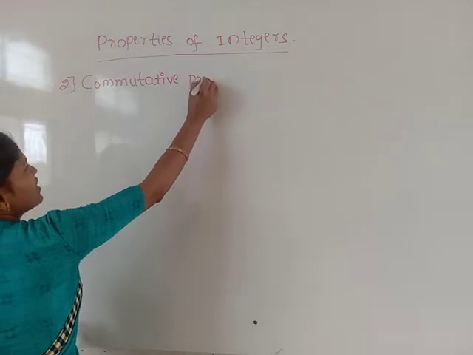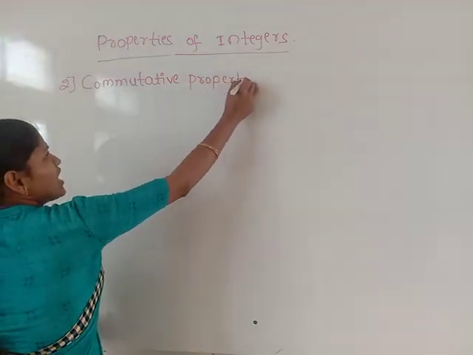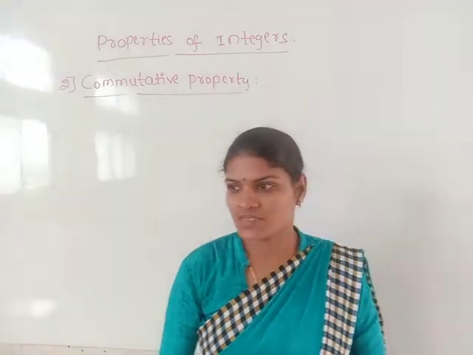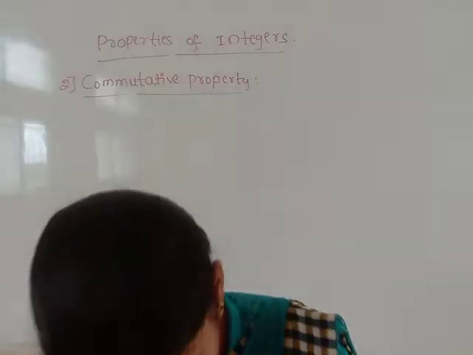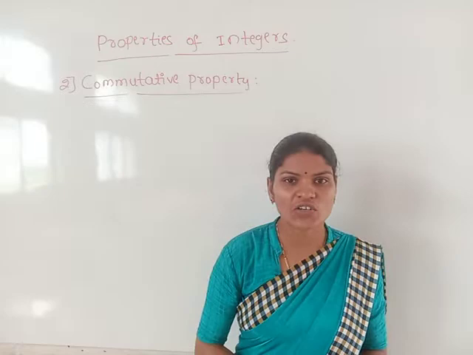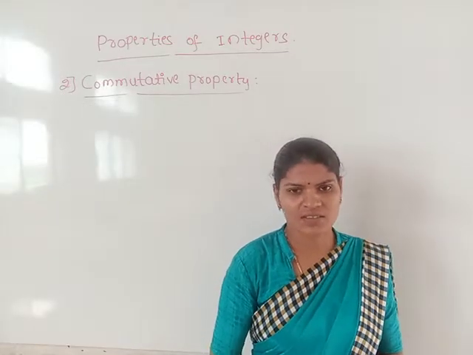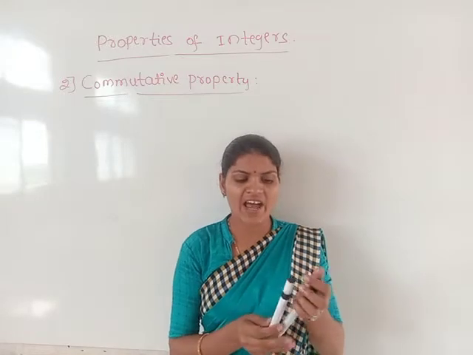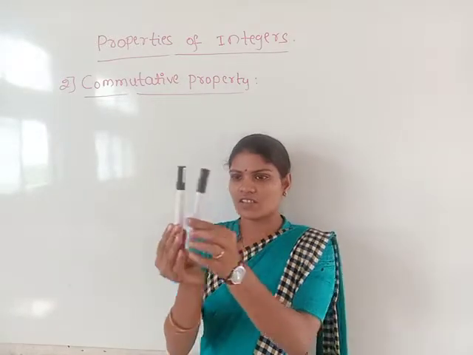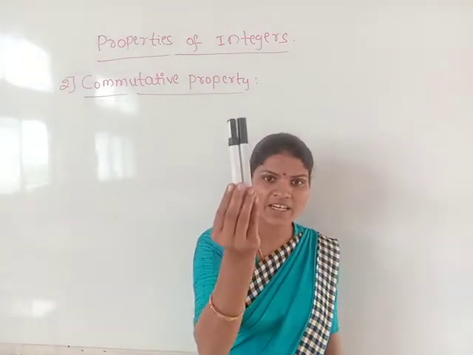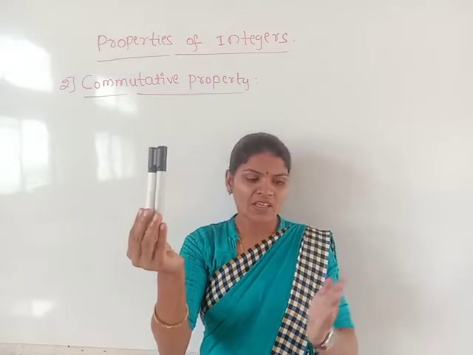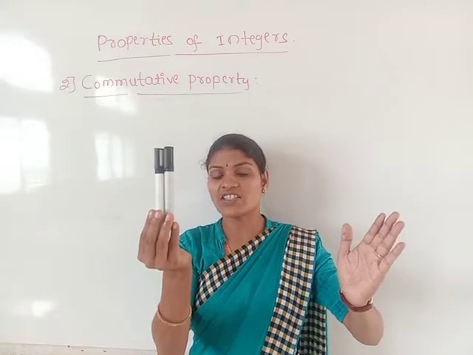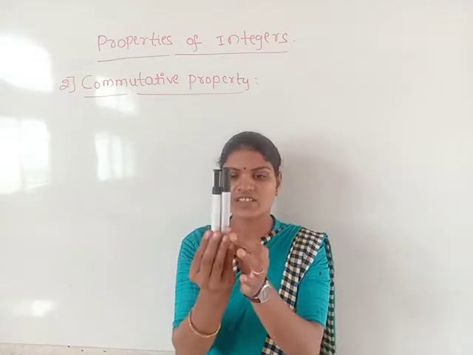Commutative property, a very interesting property, and you cannot forget its name, as well as the nature of this property. Just imagine you are adding two markers on this side, the right hand side. Then if I take these pens to the left side, I will change the order.